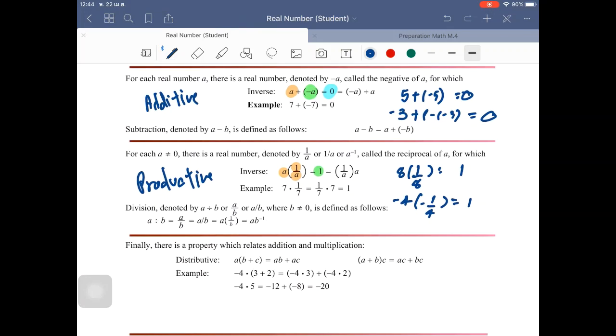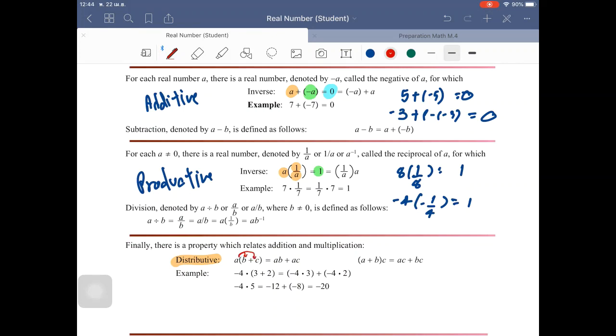Can you follow me? The last one is distributive property. Distributive property is when you distribute a number into the bracket.